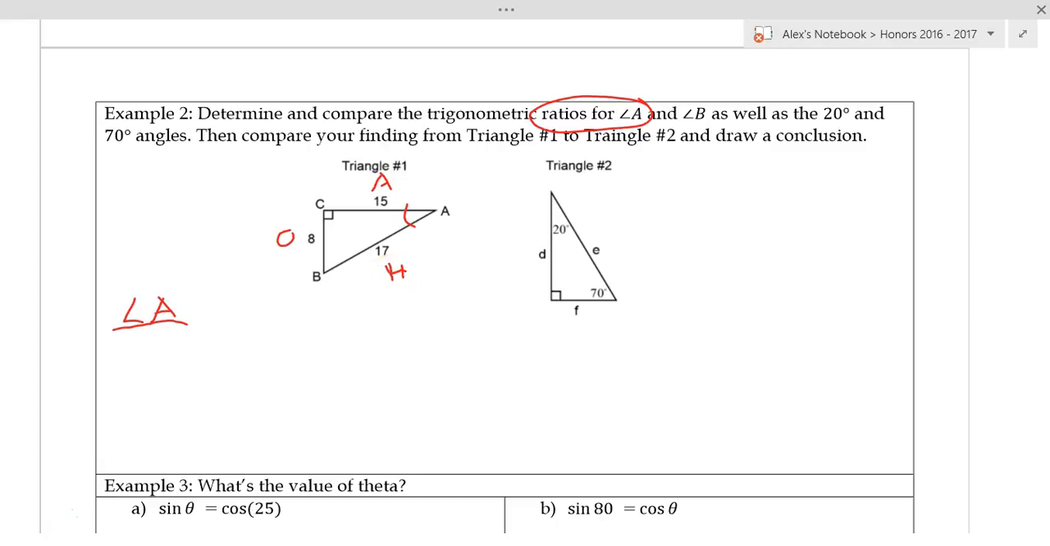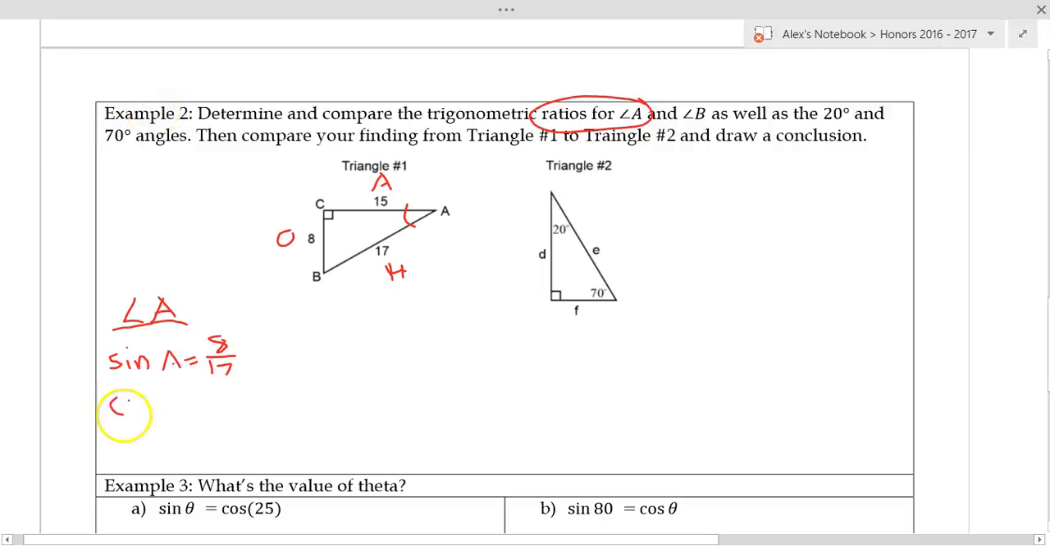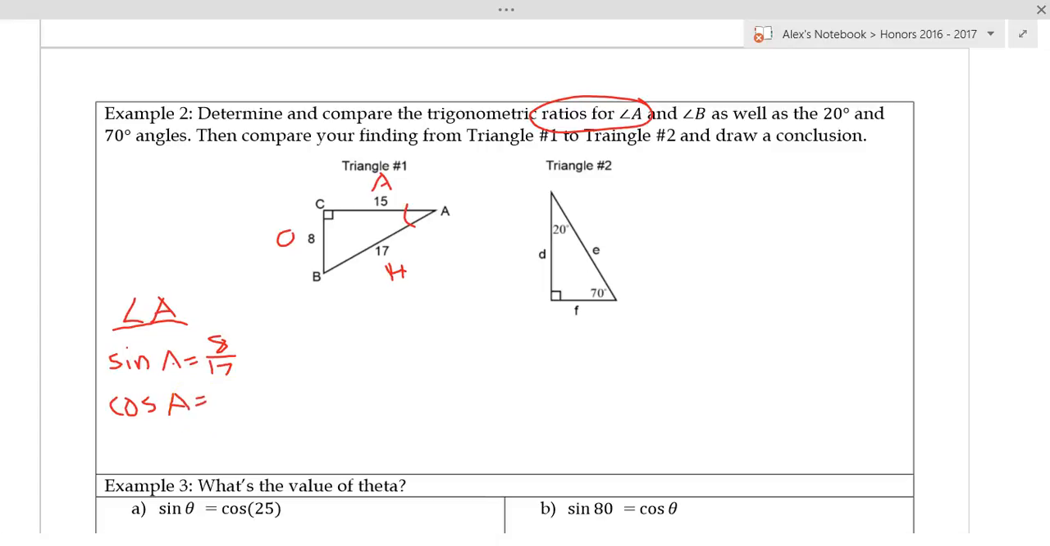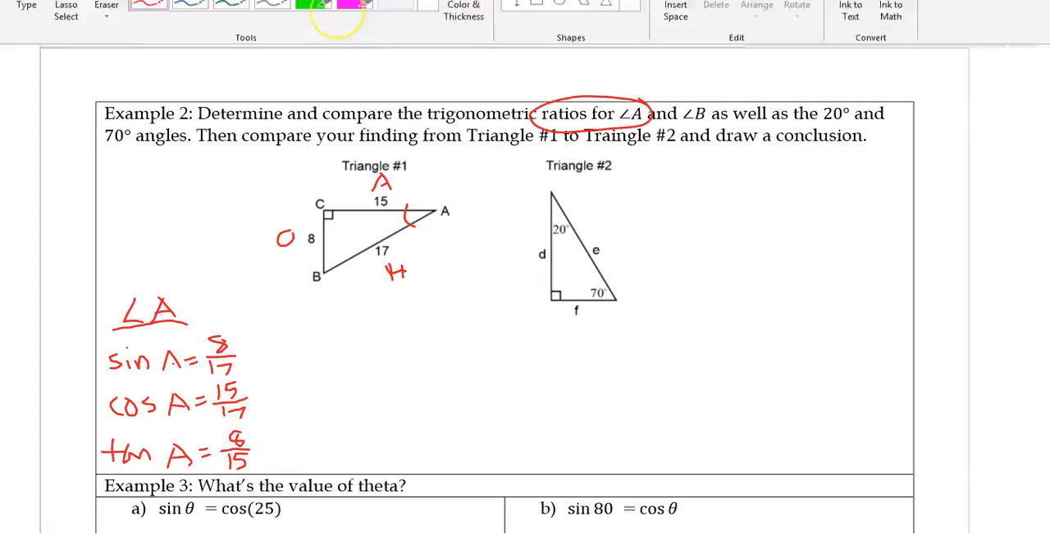Okay, so the sine of A is equal to 8 over 17, opposite over hypotenuse. The cosine of A is equal to 15 over 17, and the tangent of A is equal to 8 over 15. Okay? So those are all my ratios for angle A.